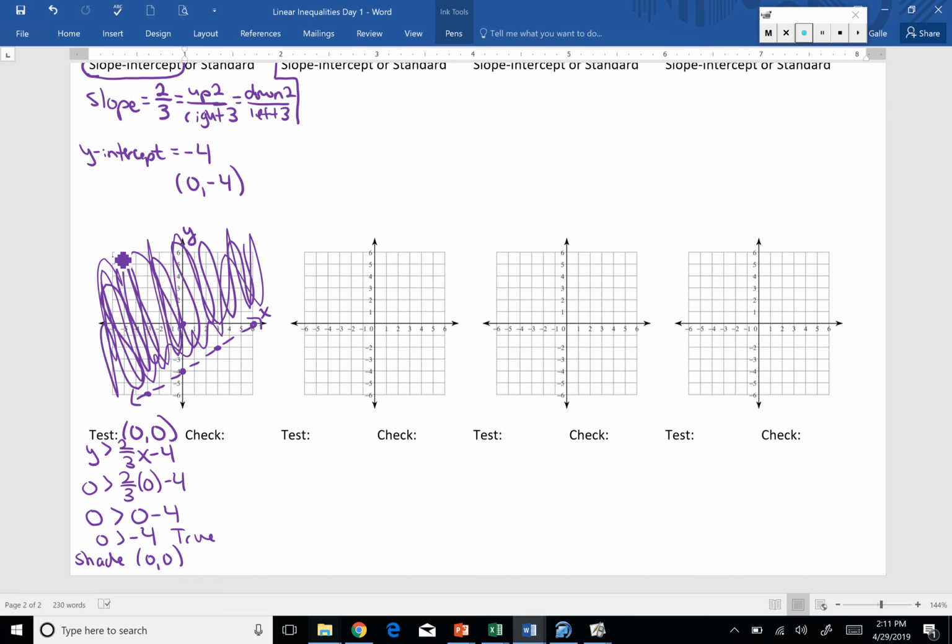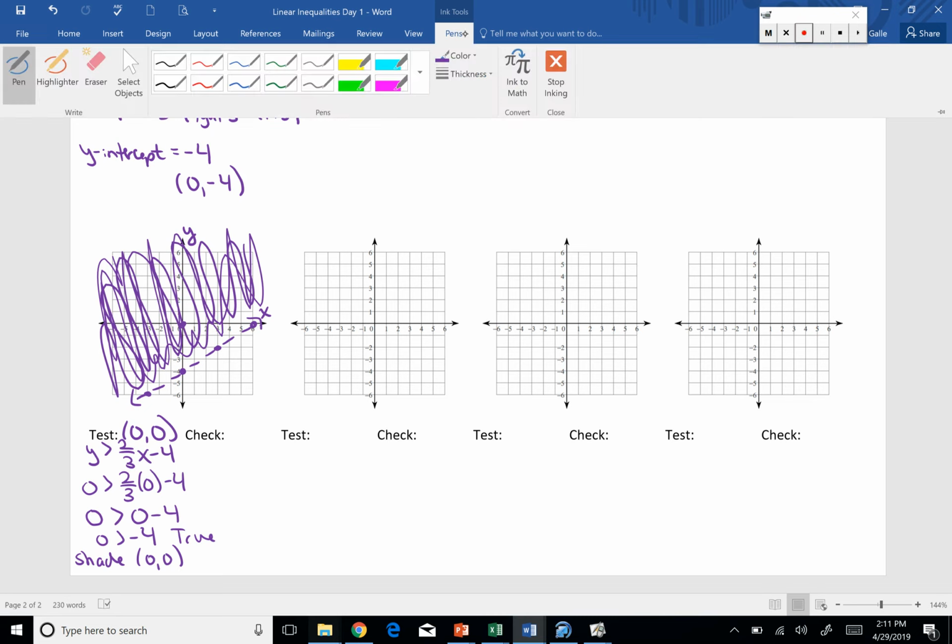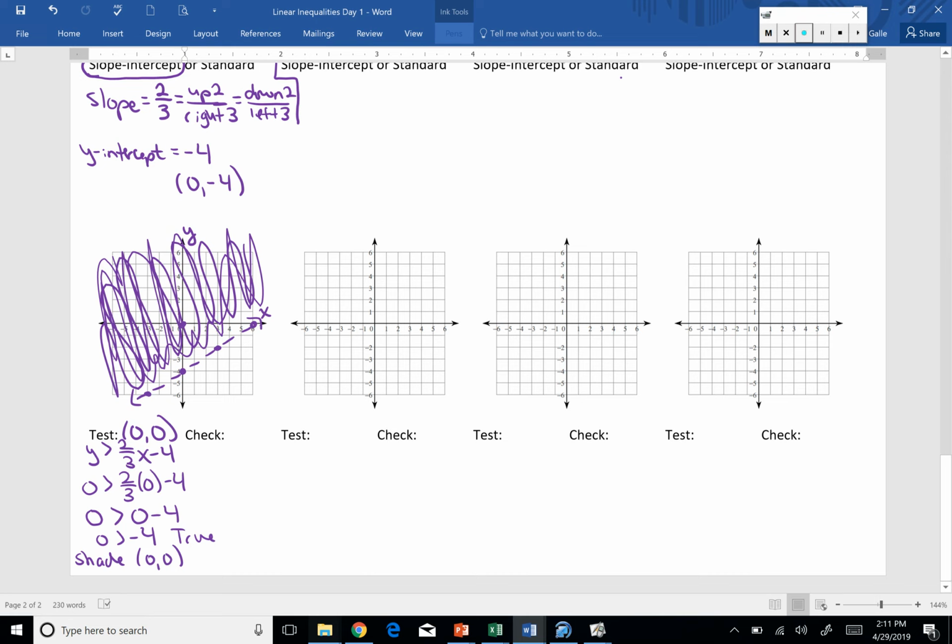Now I like to show this, and some people really like it. Some people are like, I'm good just testing 1 point. Some people like to do what I call a double check. So after I shade, I pick another ordered pair in the shaded piece just to make sure I'm right. What would be another easy ordered pair to test in that purple shaded part? 1, 1, sure. Here's where 1, 1 is in the shaded part, and we want to shade solutions. We want to shade ordered pairs that are going to make our inequality true.